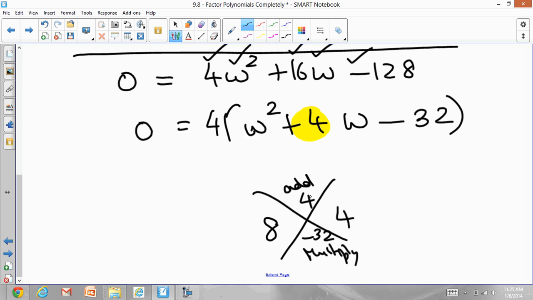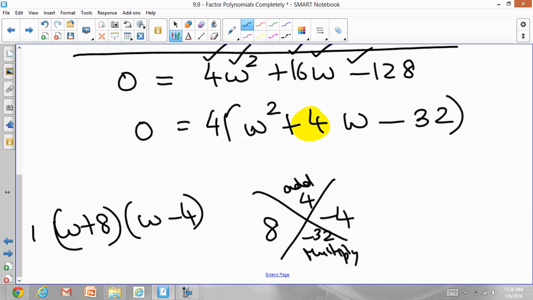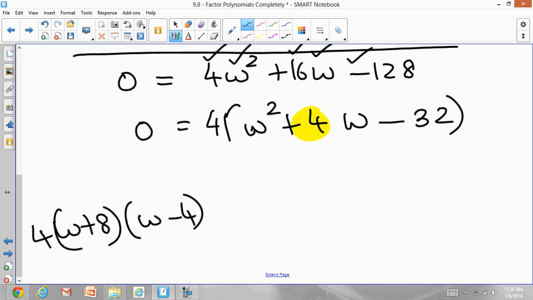I need a positive 4. So 8 plus 4 will not give me a 4. But on the other hand, if I have one of them as a minus sign, let's double check again. 8 plus negative 4 gives me a positive 4. 8 times negative 4 gives me my negative 32, which works. So all I need to do is attach my variable. So one side becomes w plus 8, and the other side becomes w minus 4. And the 4 tags along, so you have 4 times w plus 8 and w minus 4 equals 0.